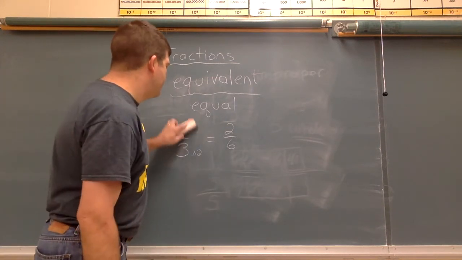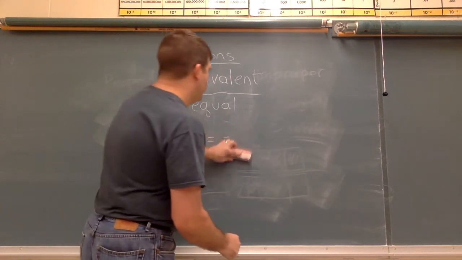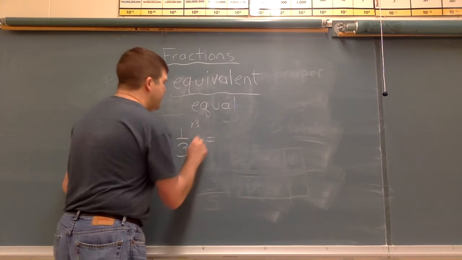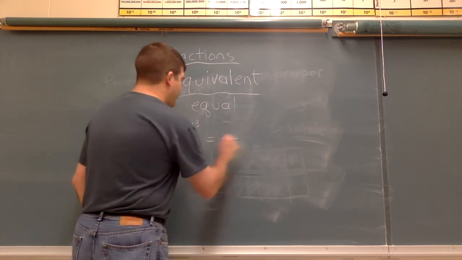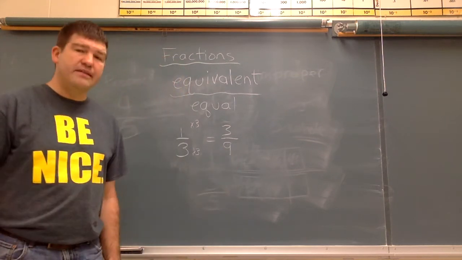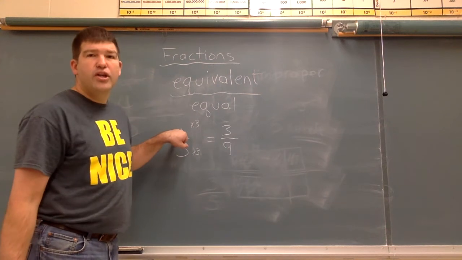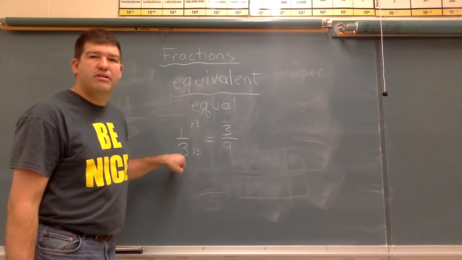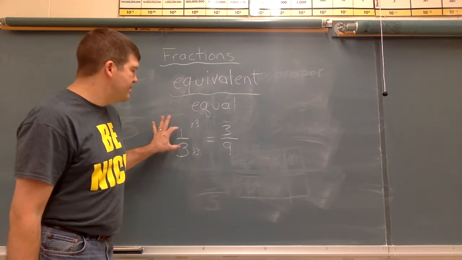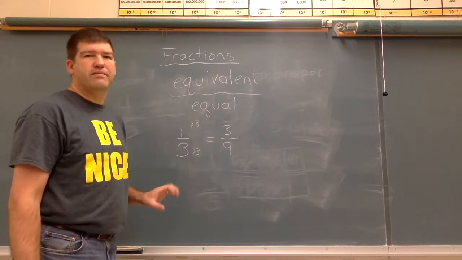Now, instead of times 2, I could do times 3. And 1 times 3 is 3. 3 times 3 is 9. 3/9. Whatever you do to this top number, you do the exact same to the bottom number. And as long as you're doing the same to each, you're going to have the same fraction.